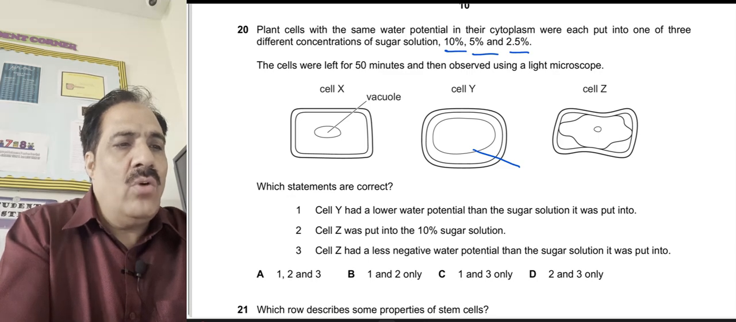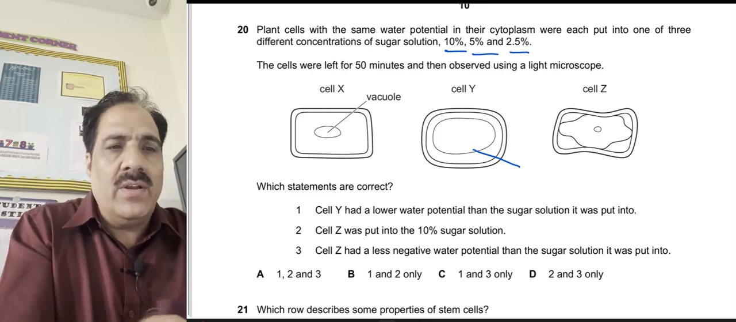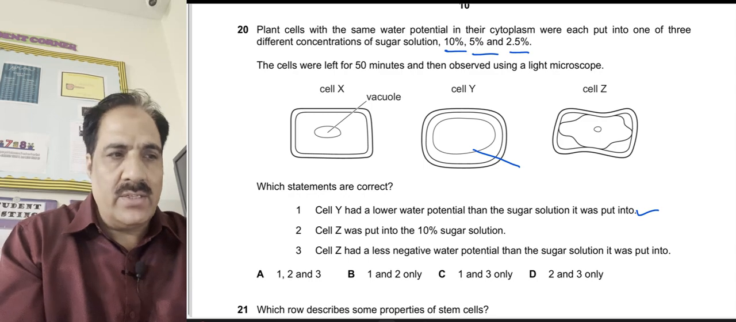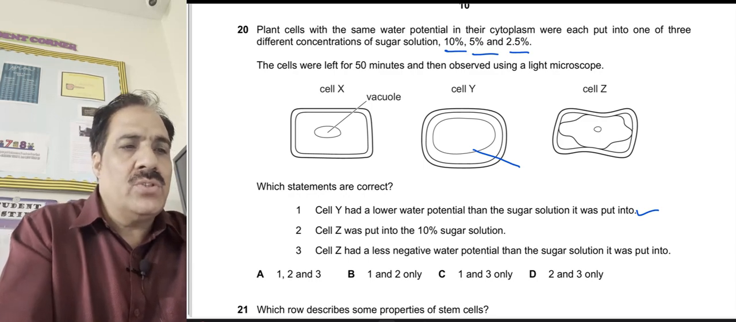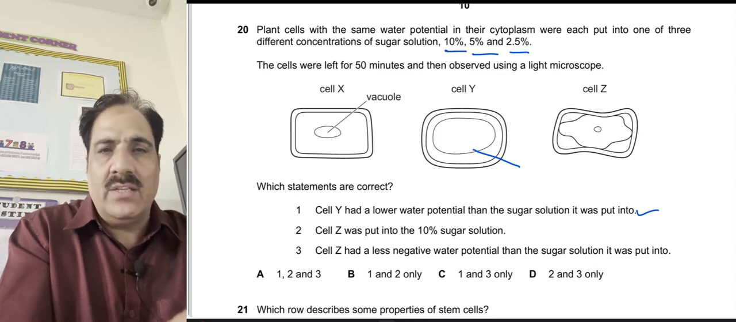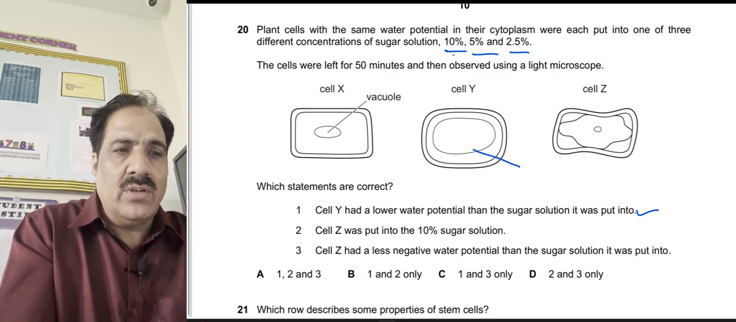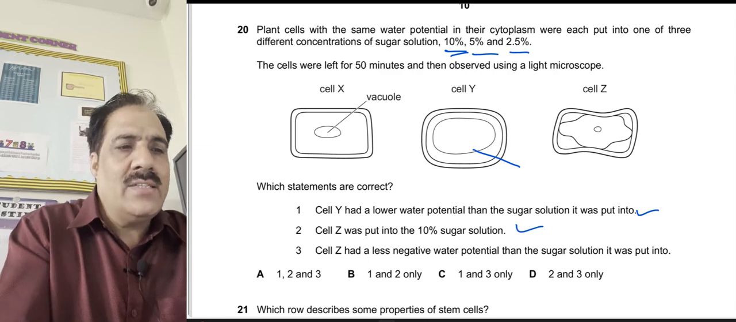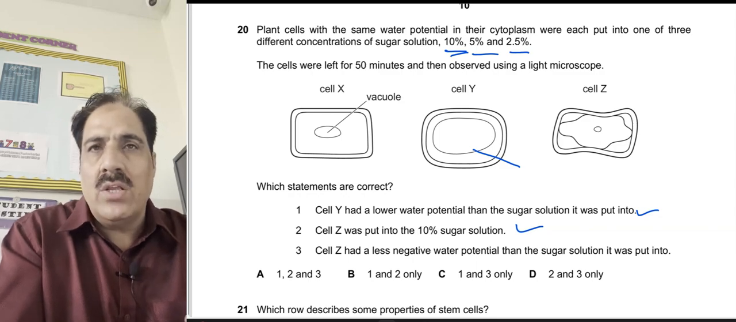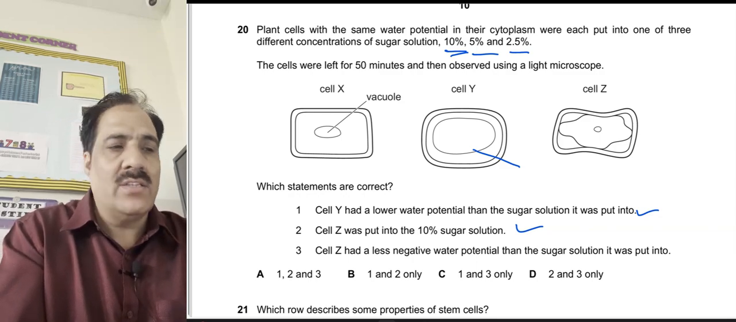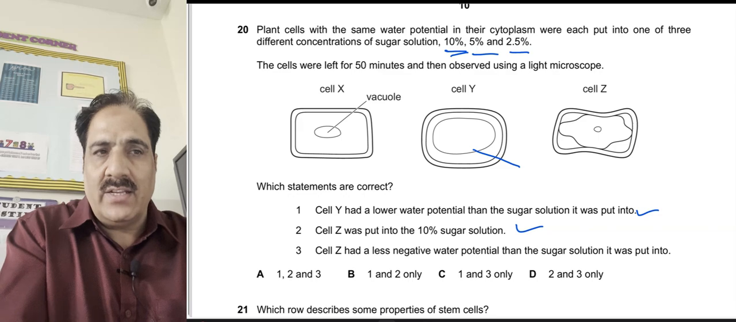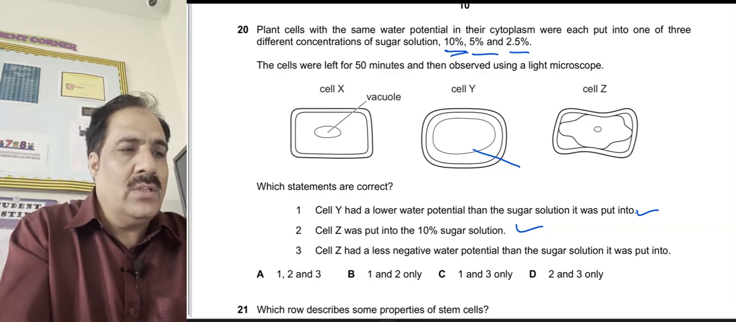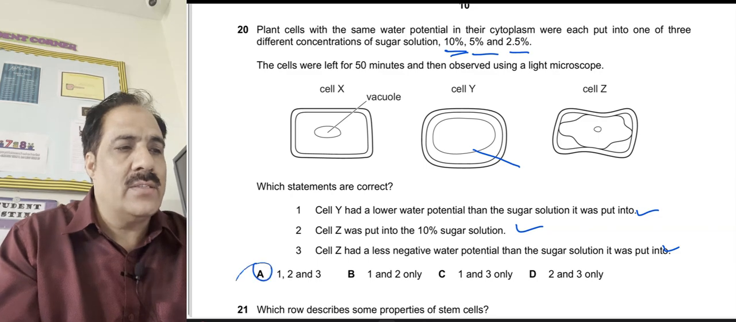Cell Y had a lower water potential than the sugar solution it was put in. This is correct, because if it has a lower water potential, then only will the water enter cell Y. Cell Z was put into 10% sugar solution. Z was put in 10% exactly, because here there is plasmolysis, the highest concentration. This is also correct. Cell Z had a less negative water potential than the sugar solution it was put in. Less negative means higher water potential, more negative means lower water potential. So cell Z had a less negative water potential, meaning higher than the sugar solution it was put in. That's correct, that's why it has lost water. So all three options, 1, 2 and 3, are correct. So A is the correct answer.